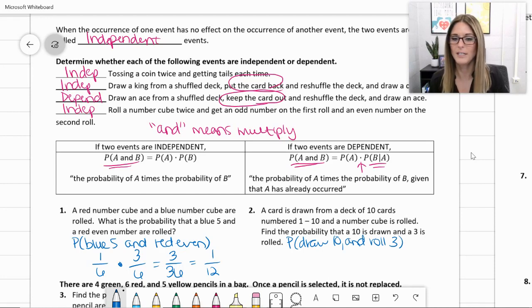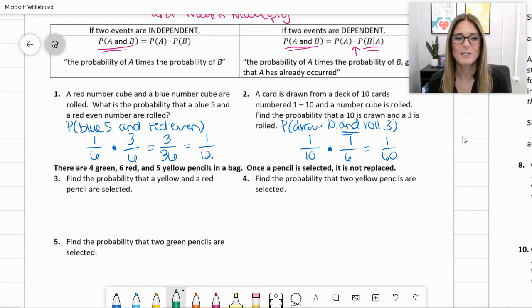All right, so what's the probability of drawing a 10 out of that deck of cards numbered 1 through 10? There is 1, 10 out of the 10 cards. And so I'm going to multiply my probabilities together. Rolling a 3, there's 1, 3 out of those 6 sides. Multiplying across, I got 1 over 60.